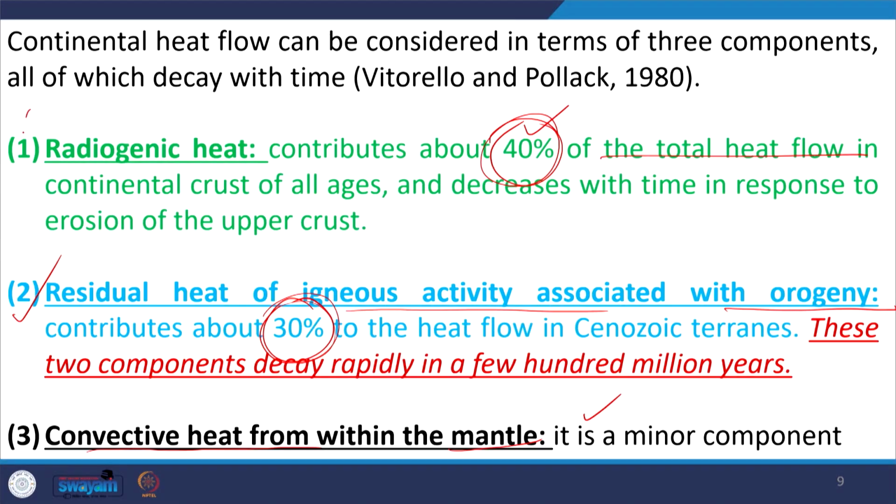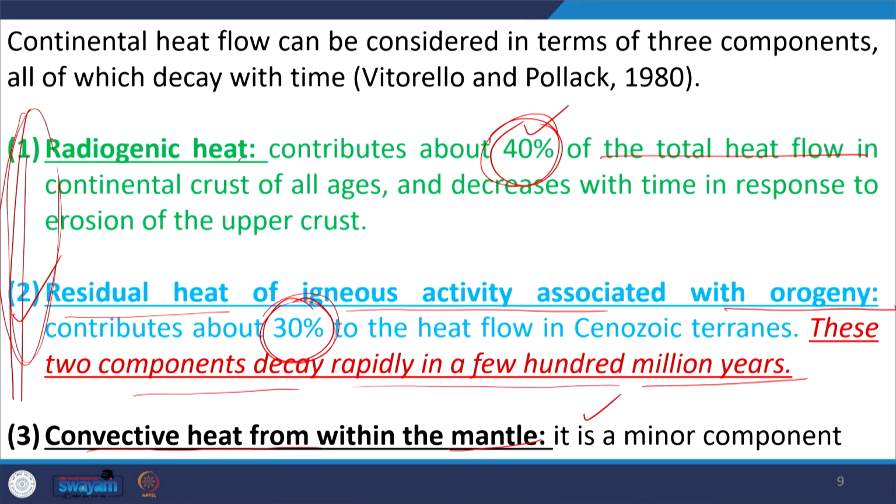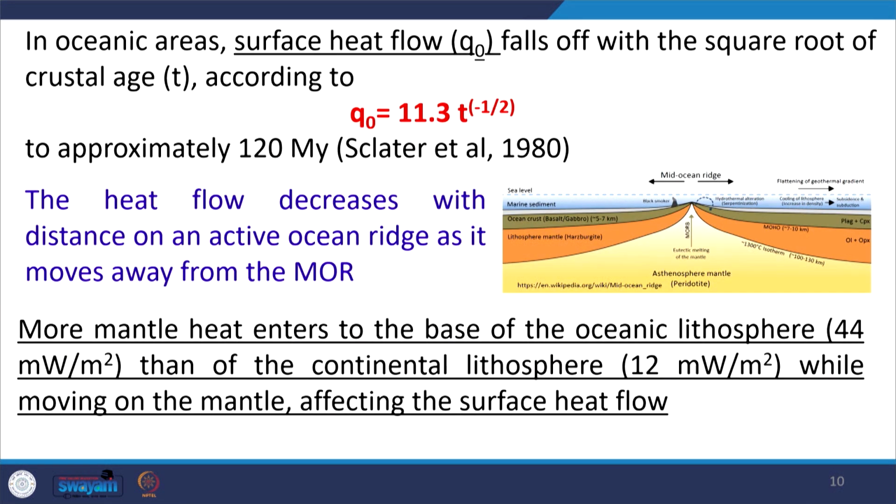So, these upper two components, that means the radiogenic heat and the residual heat of the igneous activity, decay rapidly, over a few 100 million years, with age and with rock. So, that means these two are the major contributors collectively to the heat flow of the system. In oceanic areas, surface heat flow can fall off with the square root of the crustal age t, according to the equation given here. It is approximately 120 million years.